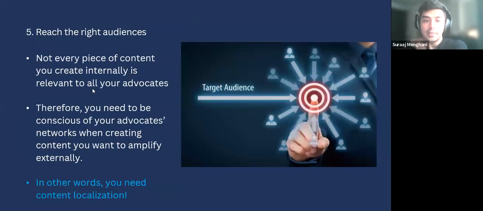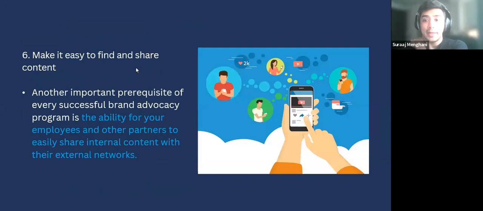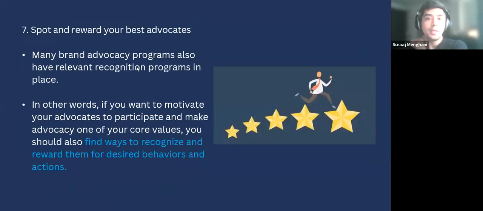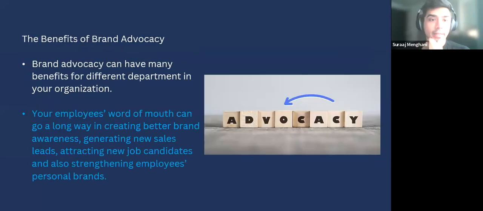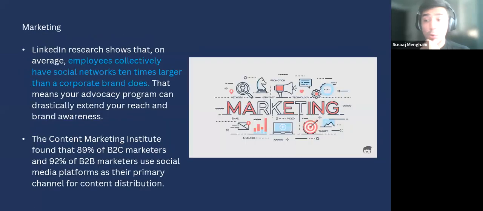Fifth one is reach the right audience, make it easy to find and share content. Spot and reward your best advocates. Now this is something important because everyone wants to be gratified. Okay, मतलब अगर ये कोई बंदा अच्छे से काम कर रहा है, ये कर रहा है, वो कर रहा है, you have to reward them at the end of the day. Optimize based on data and insights, and that's about it.